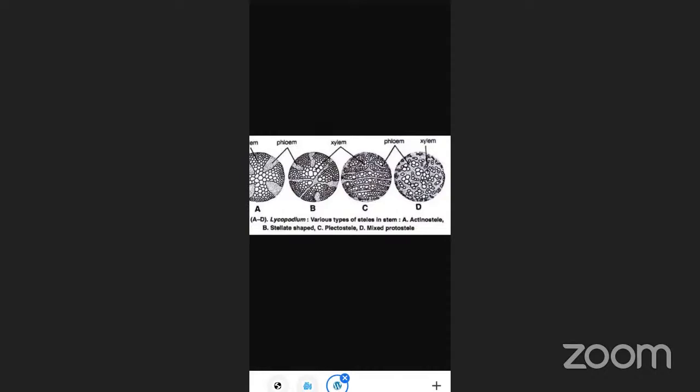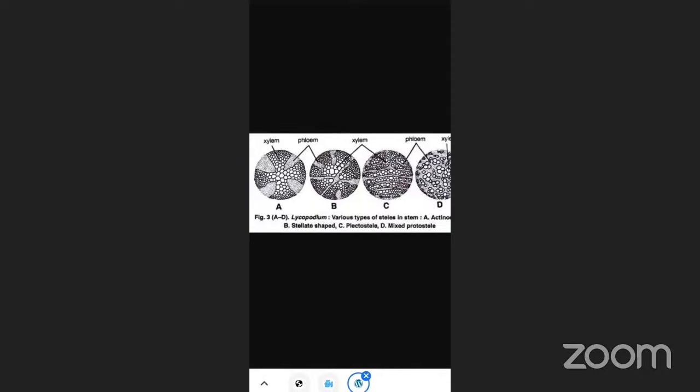Okay. This is the internal structure of the Lycopodium. This is a compulsory question: internal structure of the stem of the Lycopodium. Here slides are also there, and the practical section is also there. We can do it in the practical session.